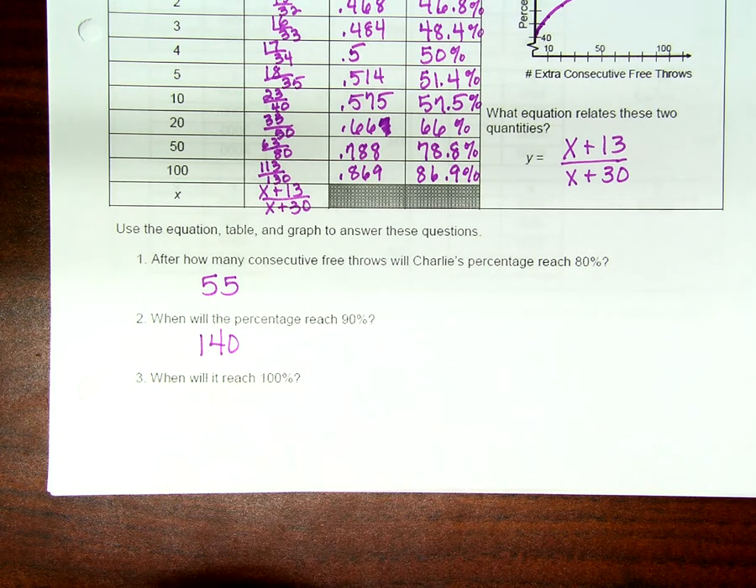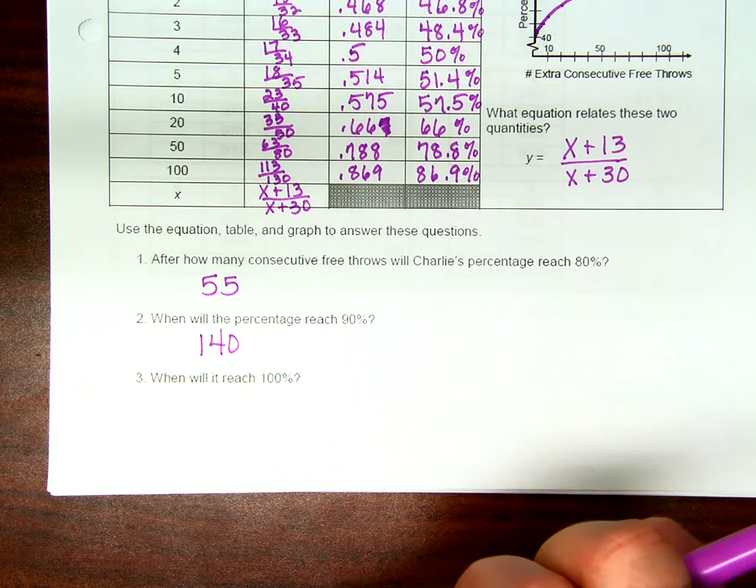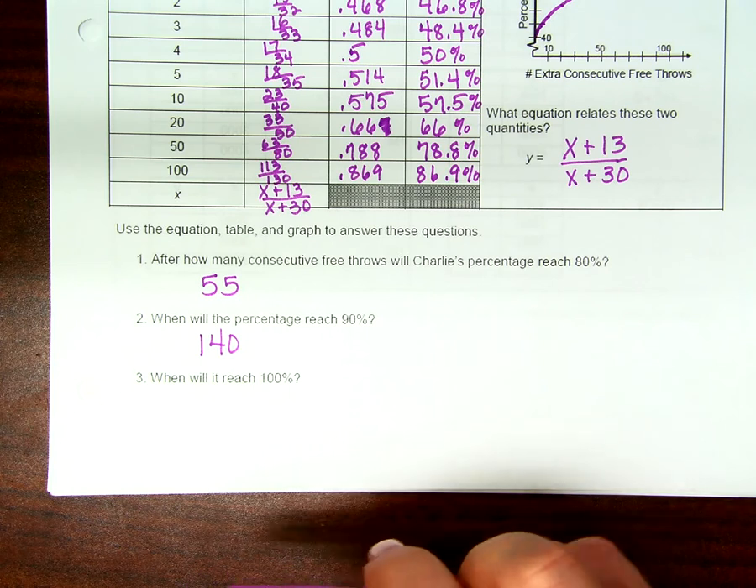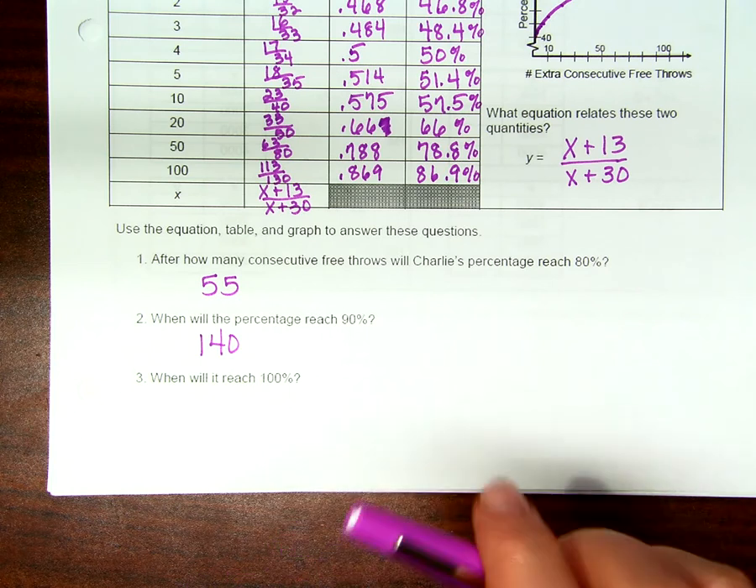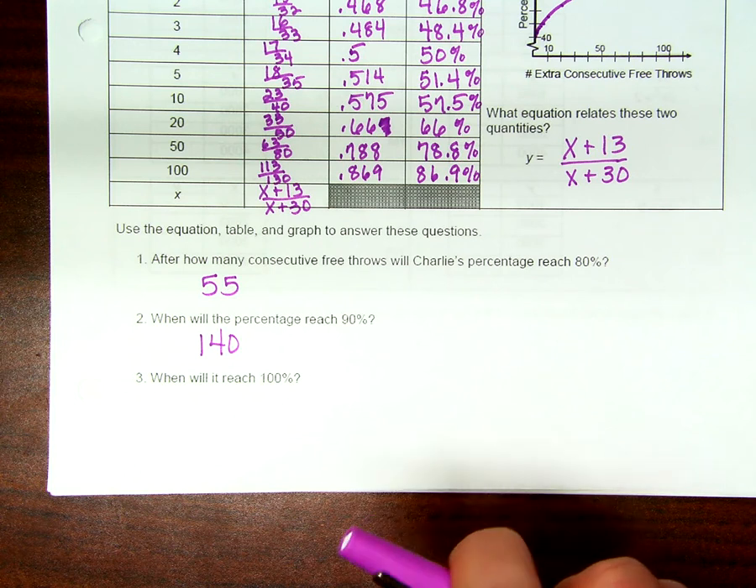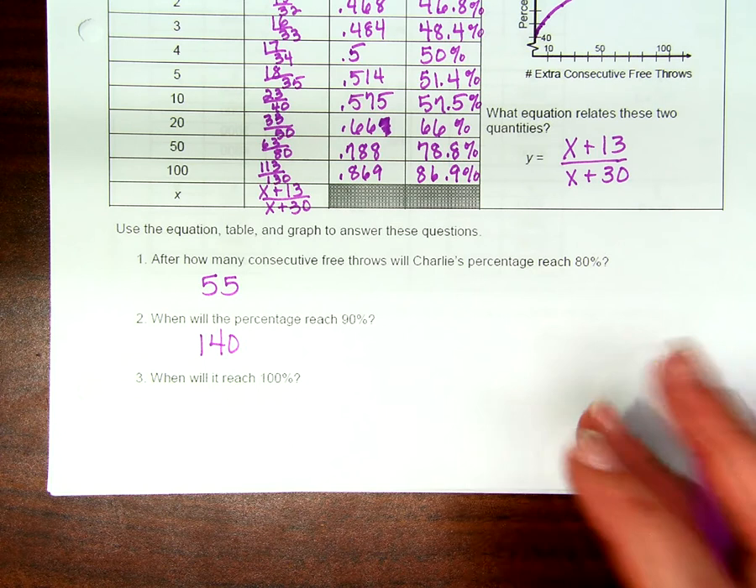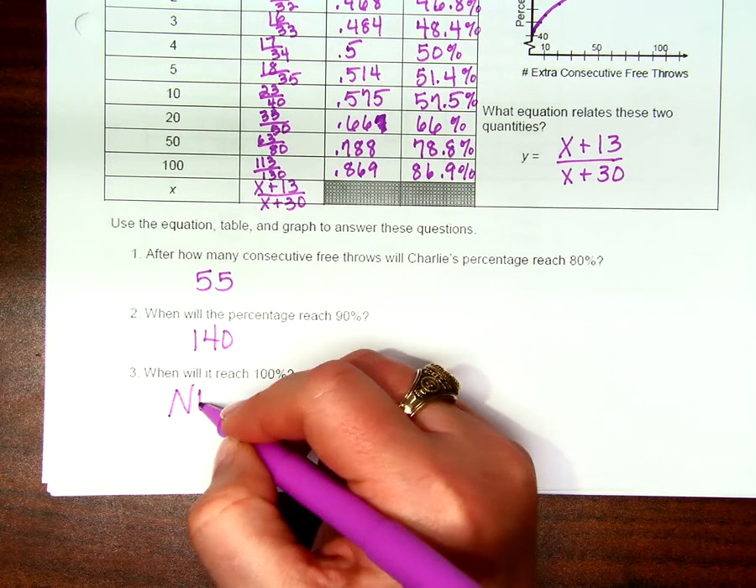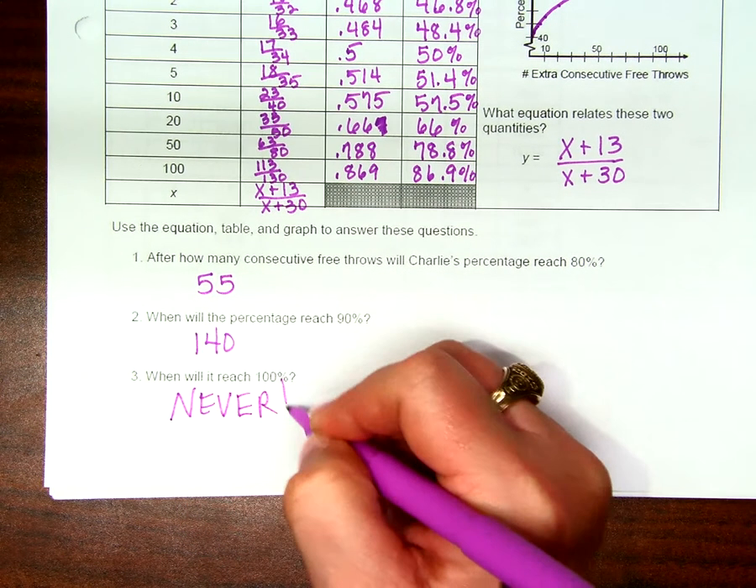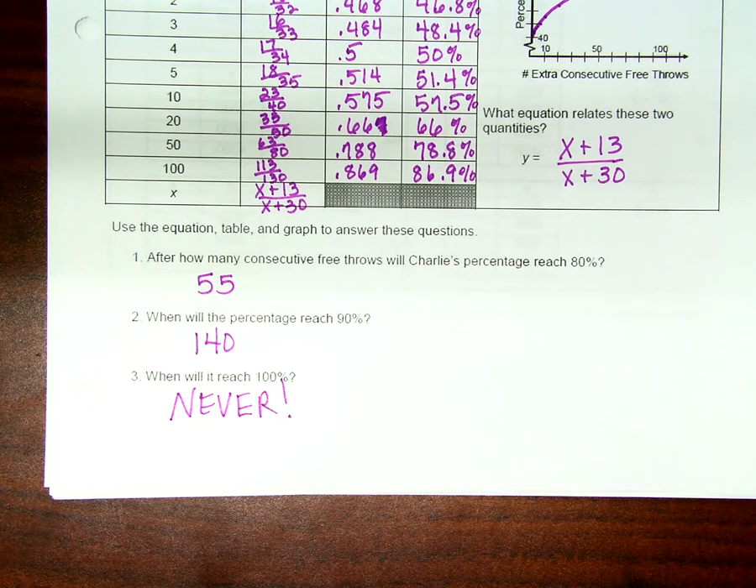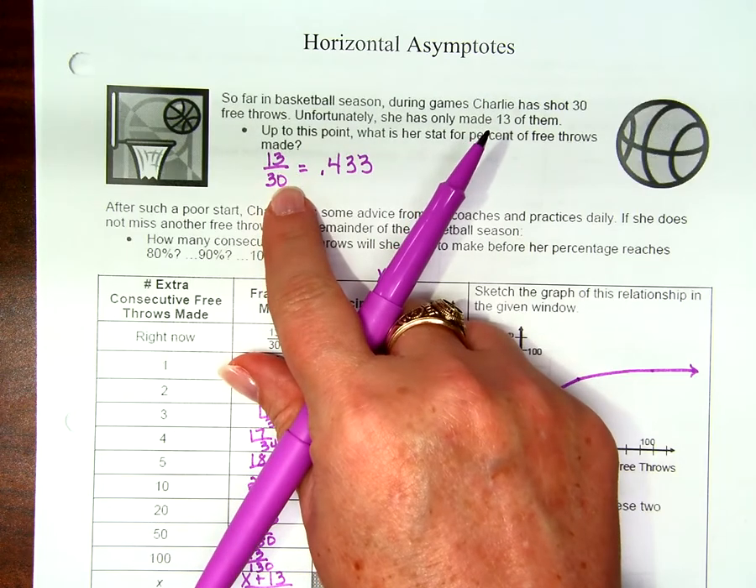When will it reach 100%? 5 seconds of thinking time is what I requested. Am I correct? So say it again, because nobody had a chance to think about it. When will it reach 100? Why? Why is it never? She already missed some, right? She missed some in the very beginning. She only started making 13 over 30. So if she already missed some, can she ever get to 100%?